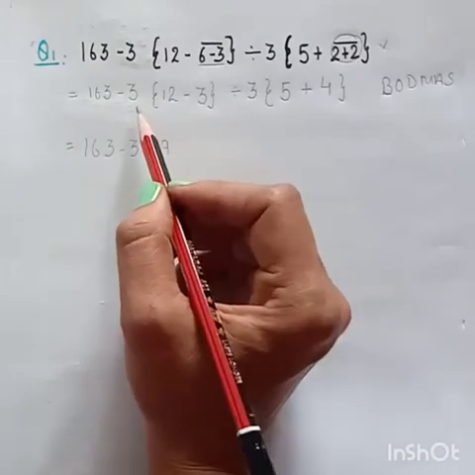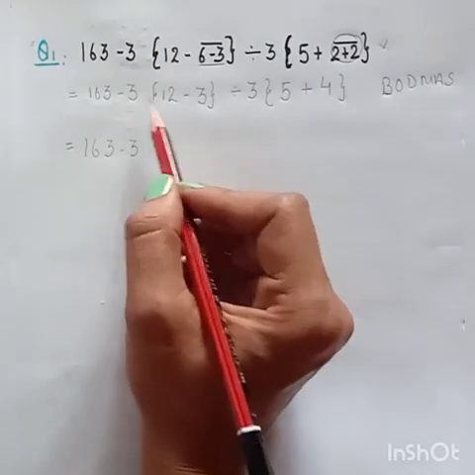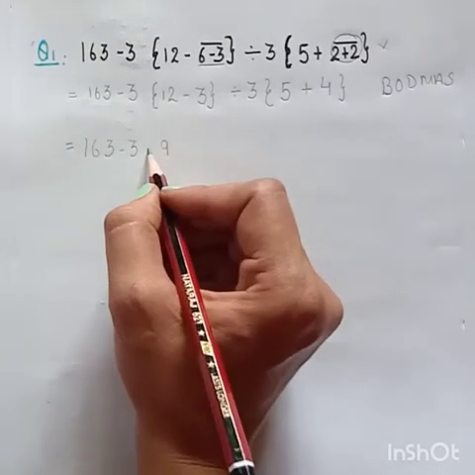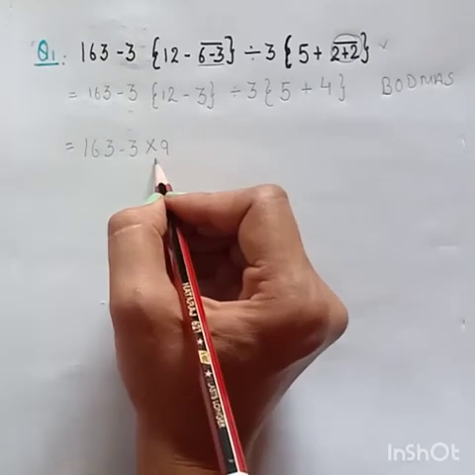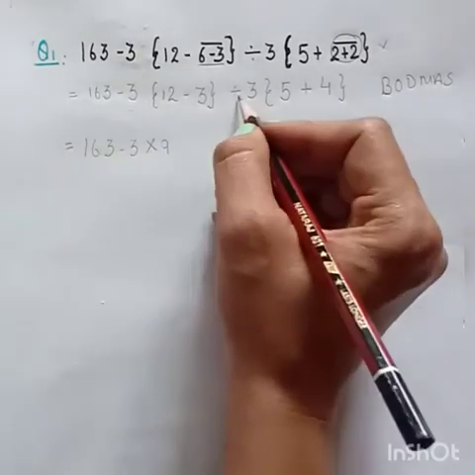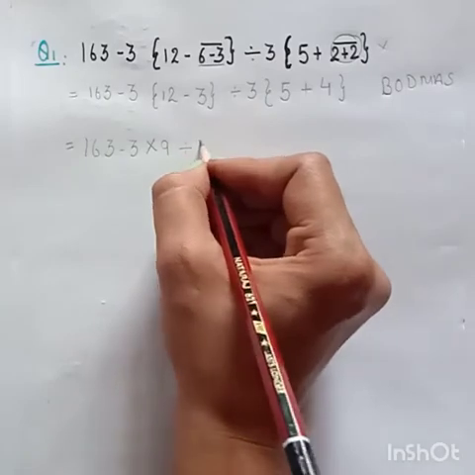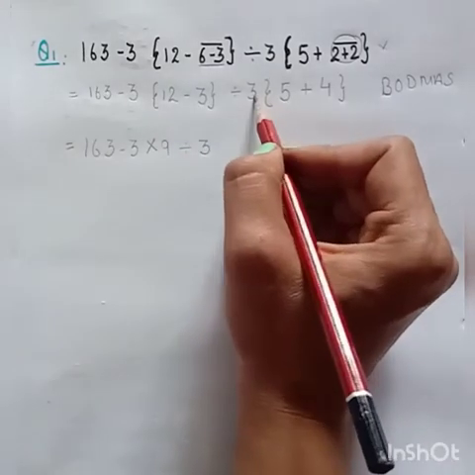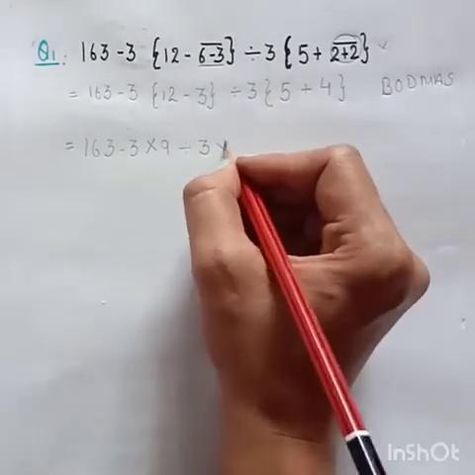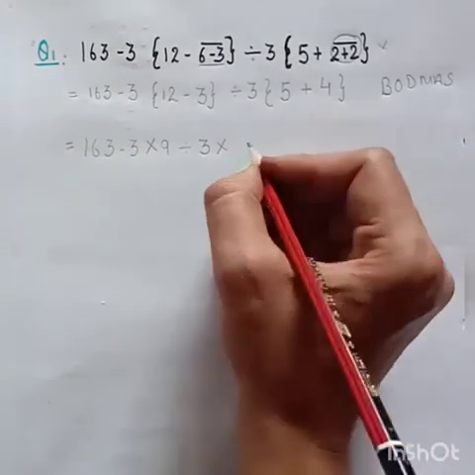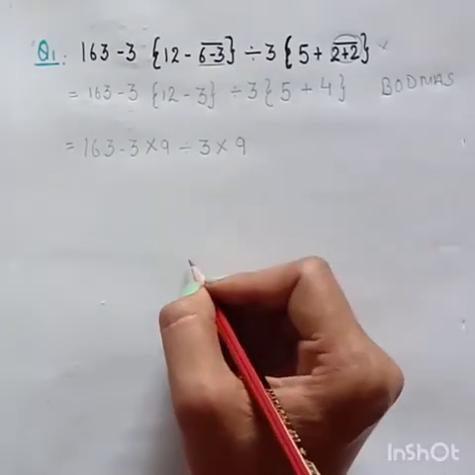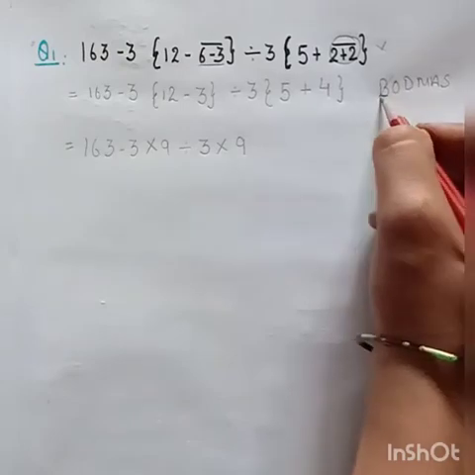Now see, I told you when there is no sign between a number and a bracket, then you have to put a multiplication sign over here. Okay. Now again it is divide 3. Again there is no sign between 3 and this bracket. So you will put a multiply. And 5 plus 4 will be 9. Clear? Now you have solved all the brackets.